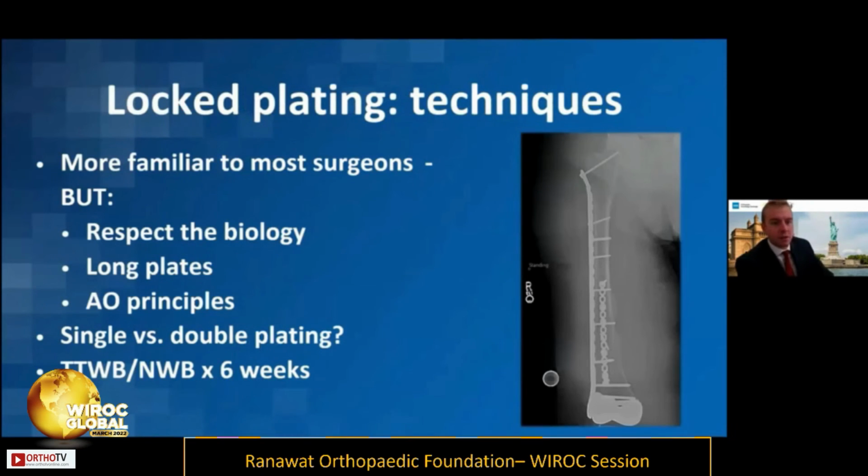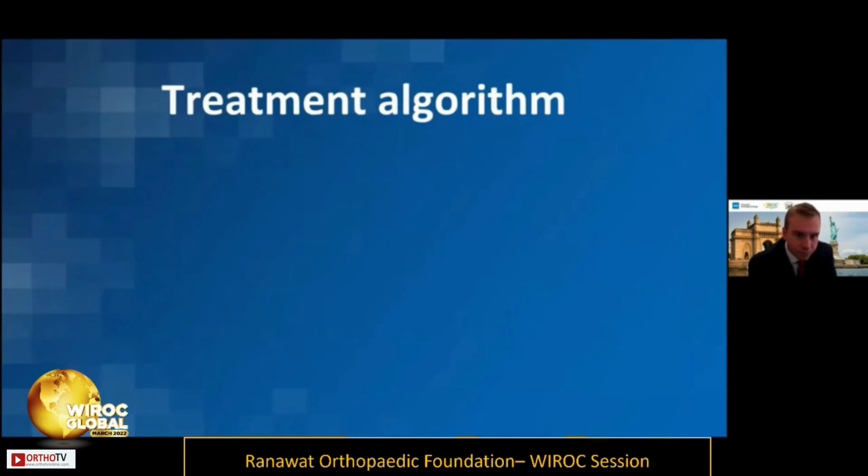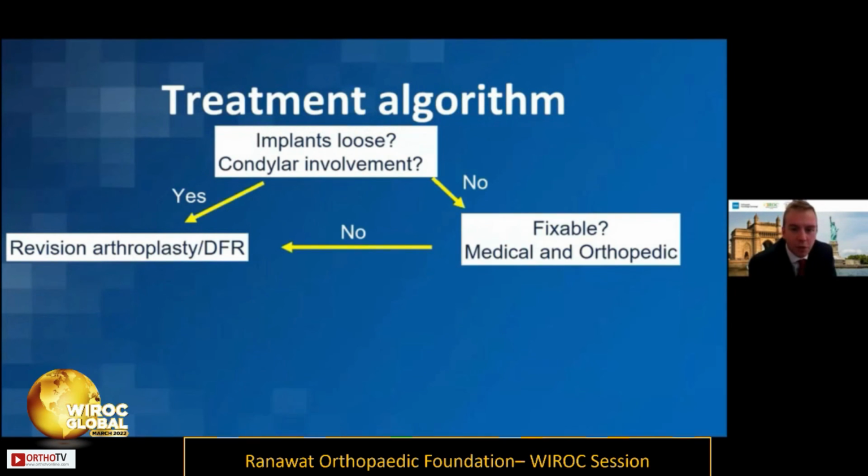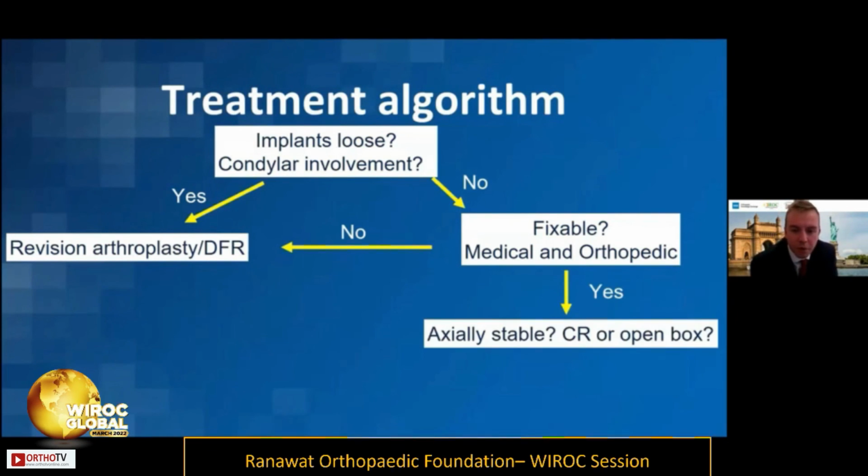The technique of locked plating is a little more familiar to most surgeons than an intramedullary nail, but you really need to respect the biology, use AO principles and long plates. The question remains whether double plating or single plating is necessary, and whether the patient can sustain toe touch weight bearing for a period of time. So again, just briefly, my treatment algorithm and how I think about these: are the implants loose? Are the condyles involved? Is the patient too medically infirm to be able to deal with non-weight bearing or partial weight bearing for a period of time?